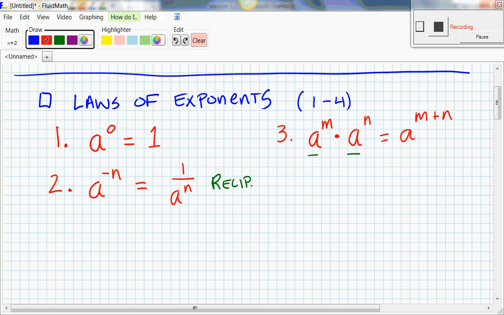Okay, let's do number 4. Number 4 says this. If I have A divided by B all raised to the m power, the m is the exponent. Notice that the m is touching the parentheses first. Therefore, everything inside those parentheses needs to be raised to the power of m. So we get A to the m divided by B to the m.